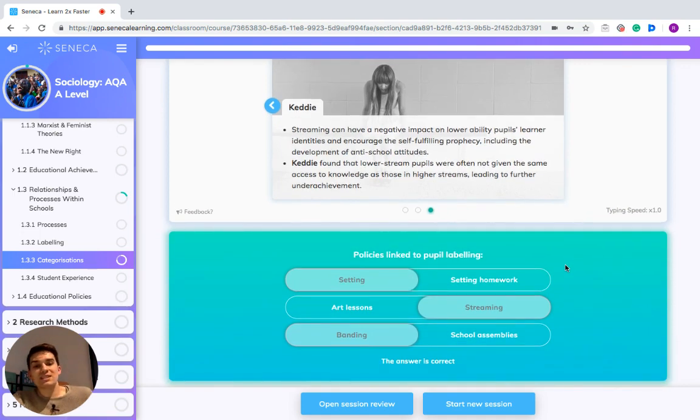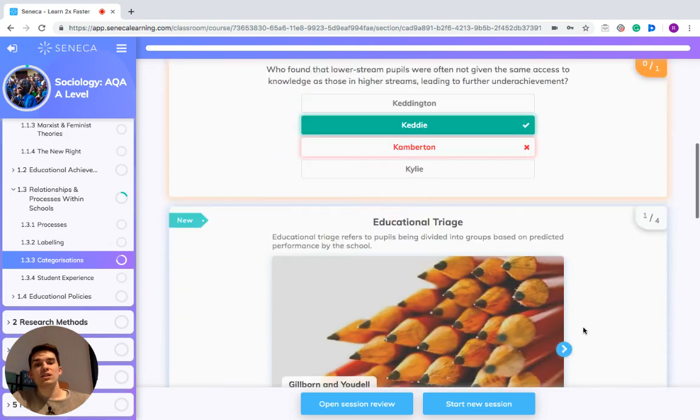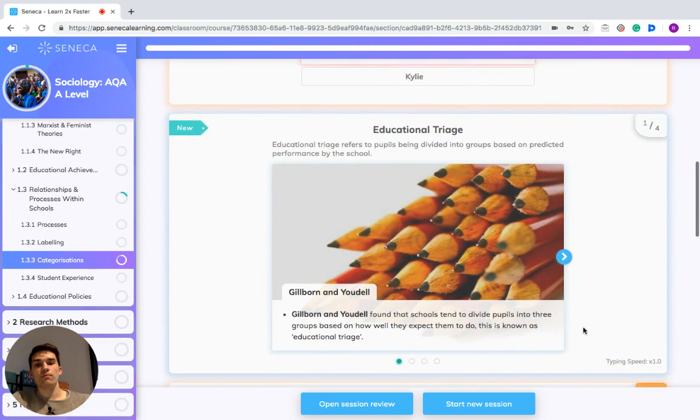So the policies that were linked to pupil labelling, the three of them are setting, streaming, and banding. And it was Keddy that found that lower stream pupils were often not given the same access to knowledge as those in higher streams, which led to further underachievement.